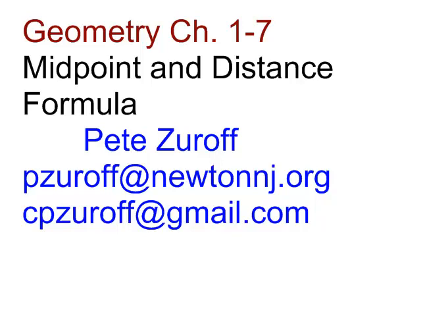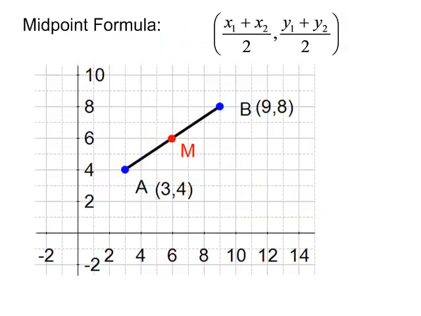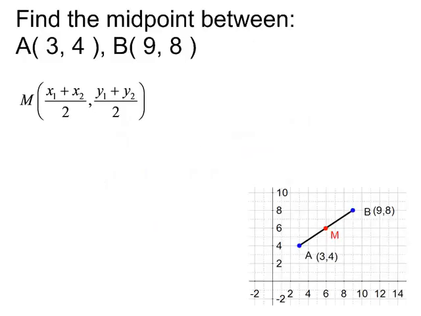This is a very quick lesson on Geometry Chapter 1.7, Midpoint and Distance Formula. I gave you two coordinates, A and B, and we're going to find out where the midpoint is, which is labeled in this picture as point M. And what we need to do is place these values into this formula.